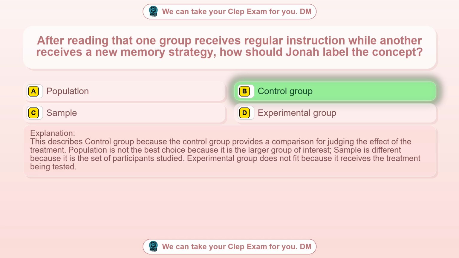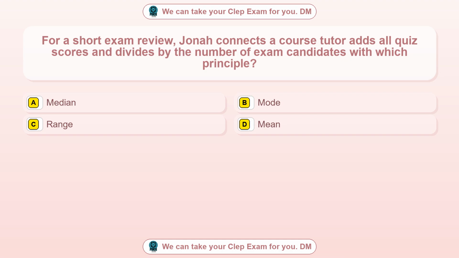Question 93. For a short exam review, Jonah connects a course tutor adds all quiz scores and divides by the number of exam candidates with which principle? Option A, median. Option B, mode. Option C, range. Option D, mean. The correct answer is option D.